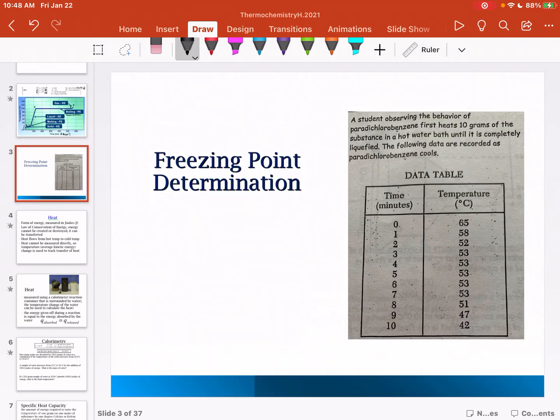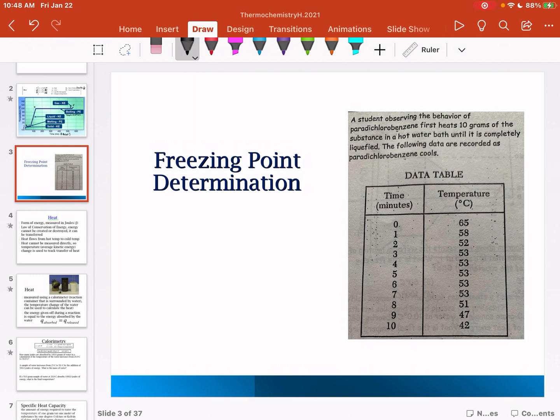If I consider what determining freezing point would look like in the lab, we can see that the student has something referred to as paradichlorobenzene, and it is a liquid above its freezing point. And they take data, as you can see, for 10 minutes. And what you might notice is that that temperature 53 repeats itself several times.